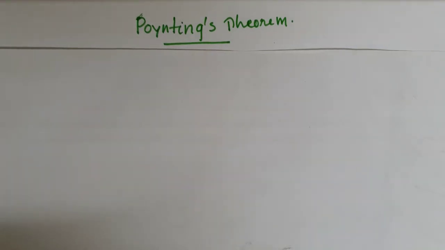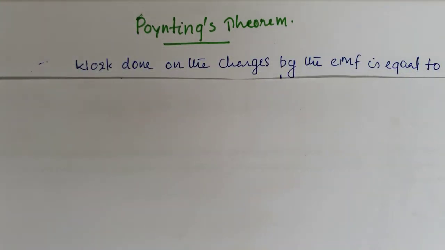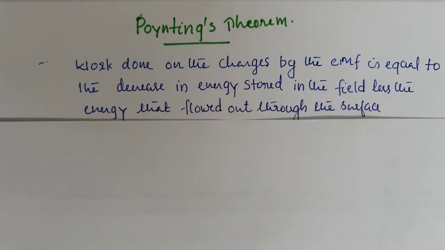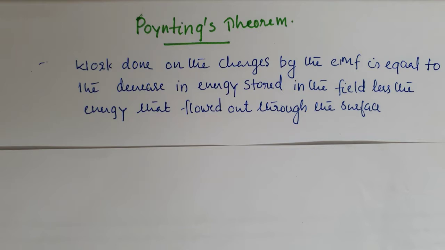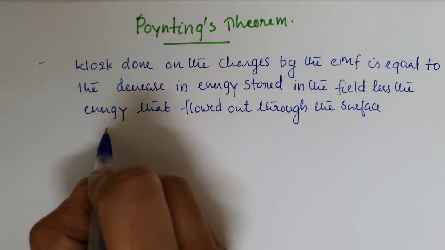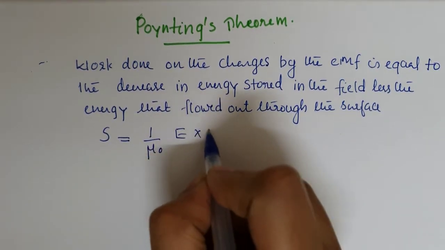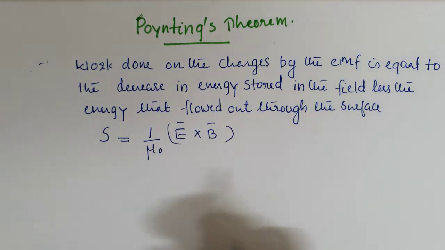Poynting's theorem. Poynting's theorem is the work energy theorem of electrodynamics. It states that the work done on the charges by the electromagnetic force is equal to the decrease in energy stored in the field less the energy that flowed out through the surface. And the energy per unit time, per unit area transported by the field is called the Poynting vector, and it can be represented as S equals 1 by mu 0 E cross B. So we can derive this Poynting's theorem.